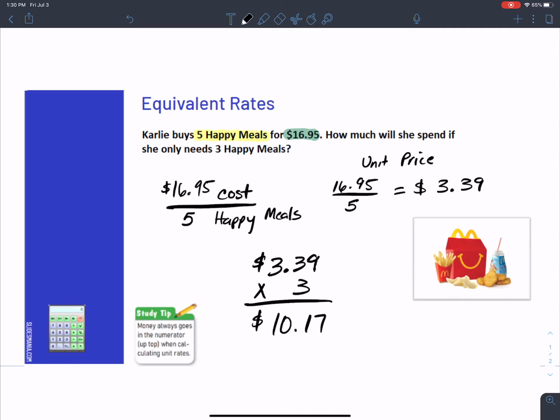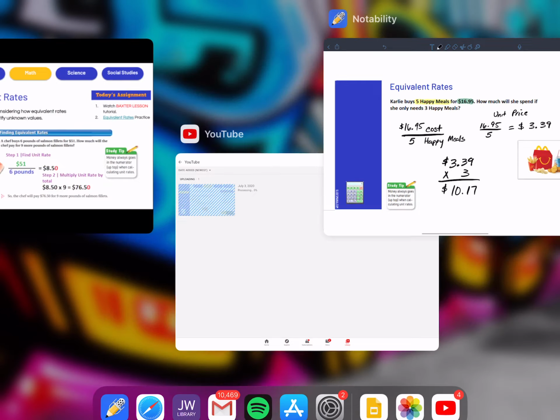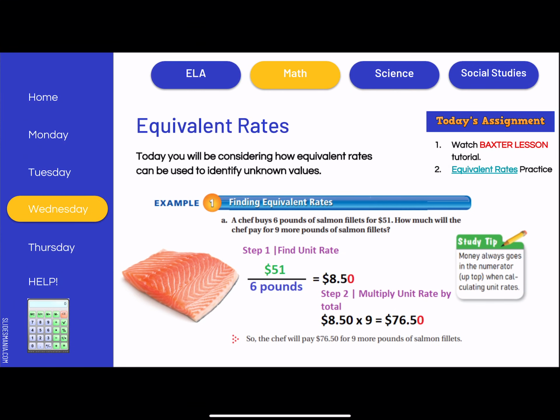That's all the examples I'm going to do for equivalent rates. If you have any questions, though, you can reach me. And I said it last time, but it was a little weird how I said it. What I was saying was you can reach me at my email.